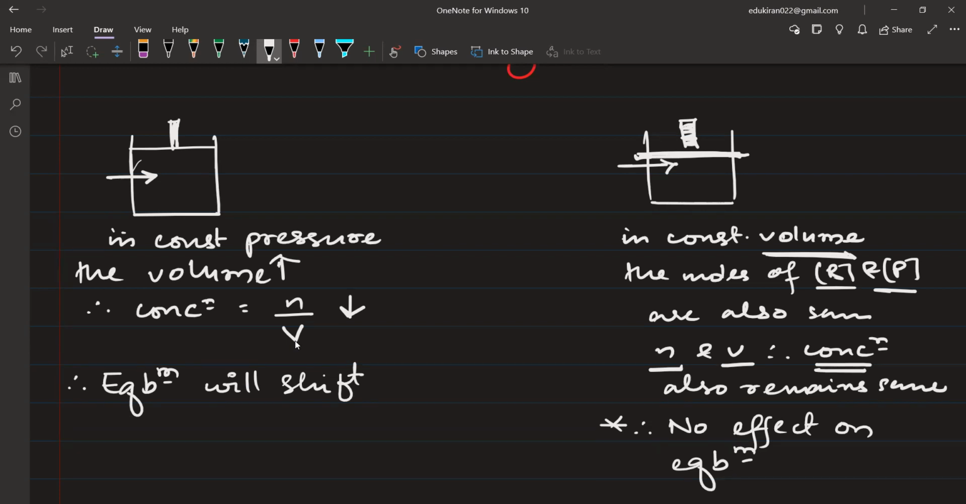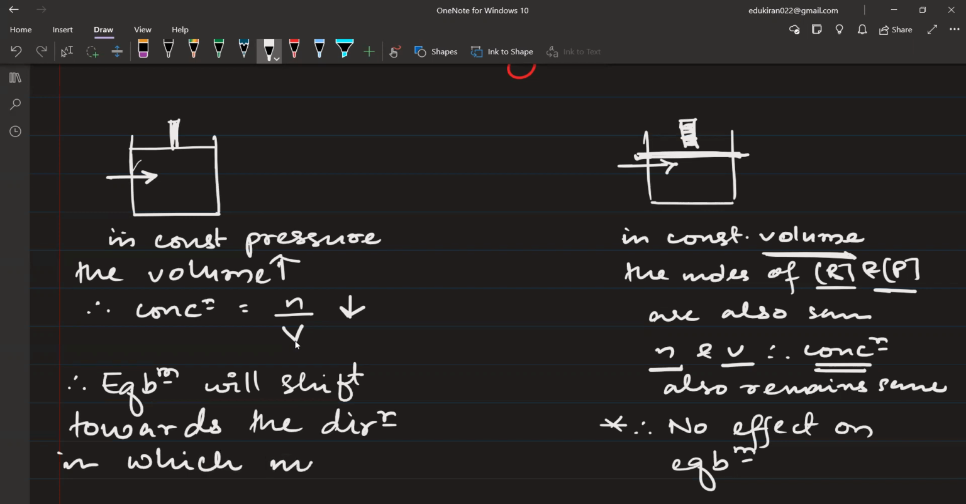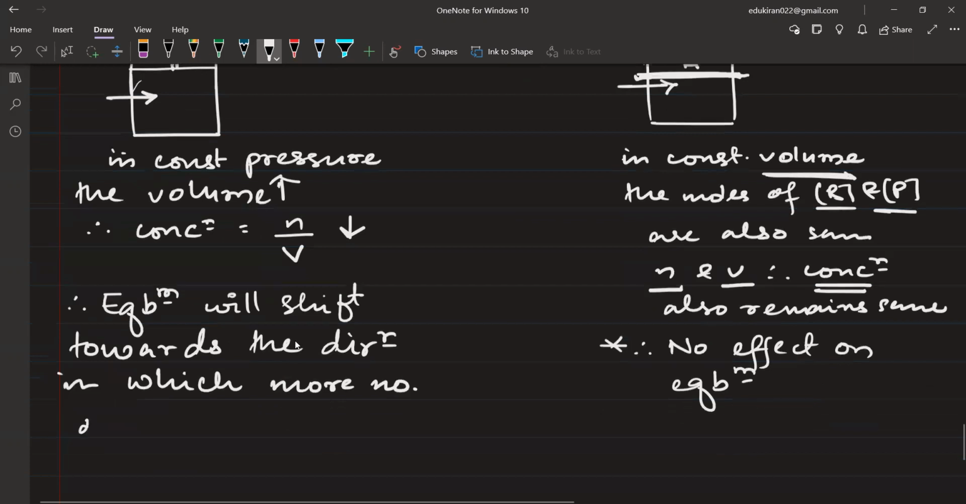Equilibrium will shift towards the direction in which more number of moles of gas is present.